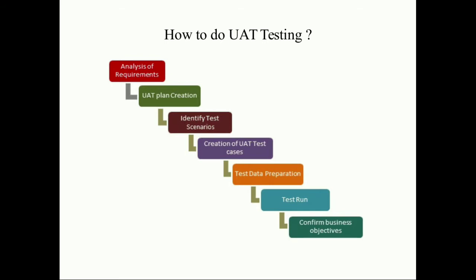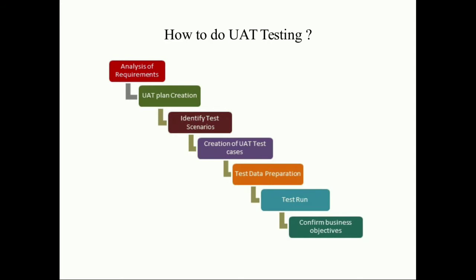Now in the second step we see the creation of UAT plans. Basically the UAT test plan outlines the strategy that will be used to verify and ensure an application meets its business requirements. It documents the exit criteria for the UAT, test scenarios and test cases, approach, and the timelines of the testing. So these are the things which we have to plan in the UAT test plan creation.